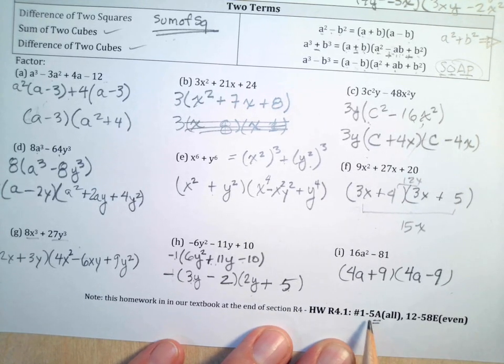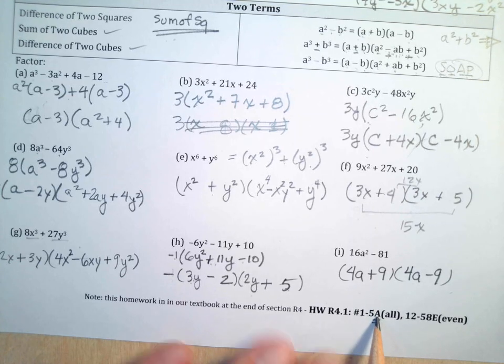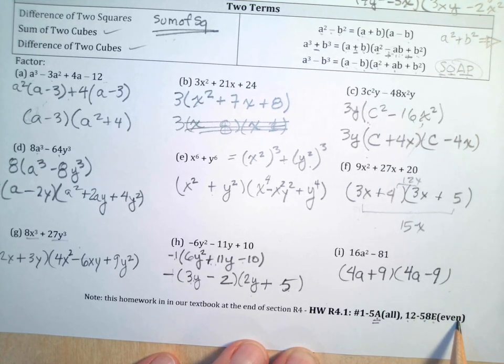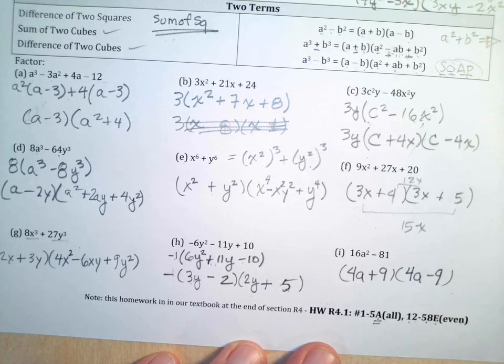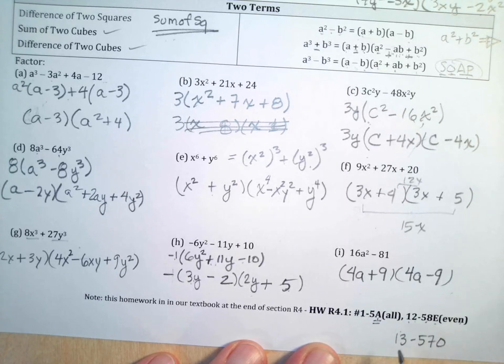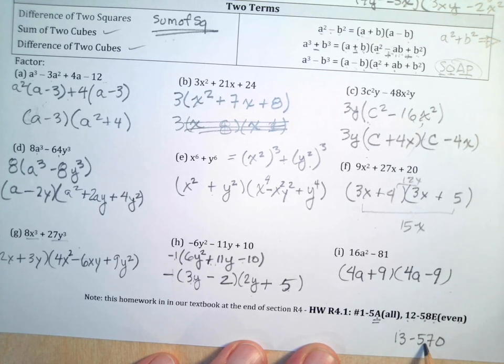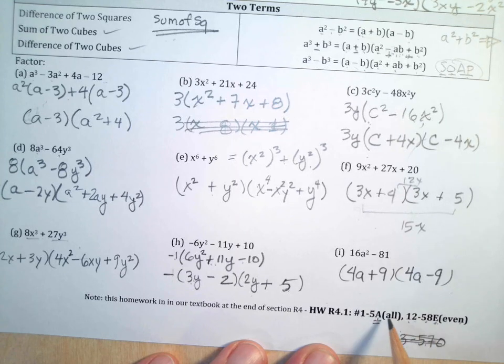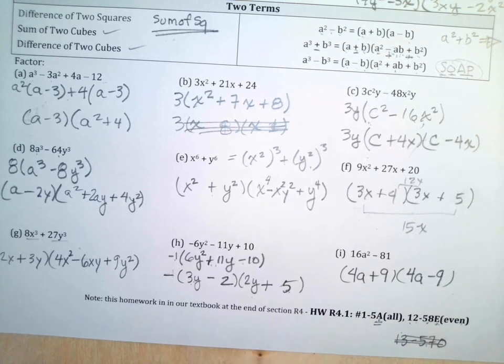Often in homework, I will say 1 to 5a, that means all, and then 12 to 58e, that means even, right? I don't generally put an O for odd because that's confusing. If I said like 13 to 57 O, that would be weird, right? I mean, because it would look like 13 to 570. So I don't use abbreviations for odds generally, but I will use an E for even and an A for all. All right, so this homework is due next class.